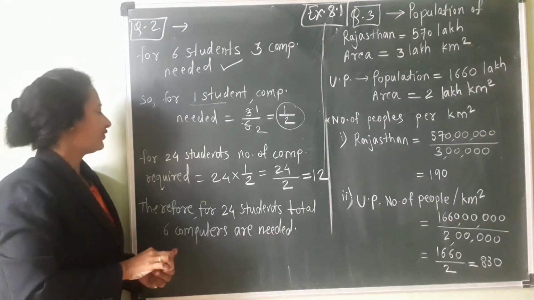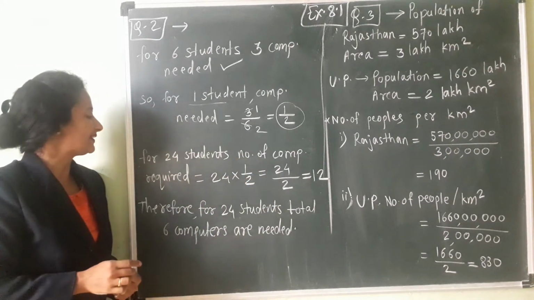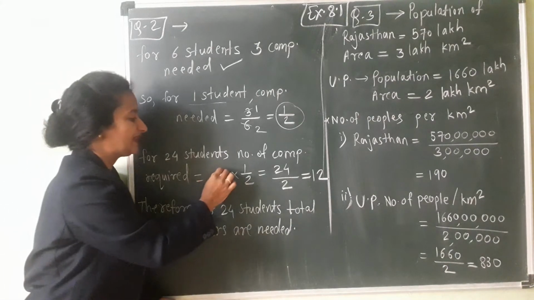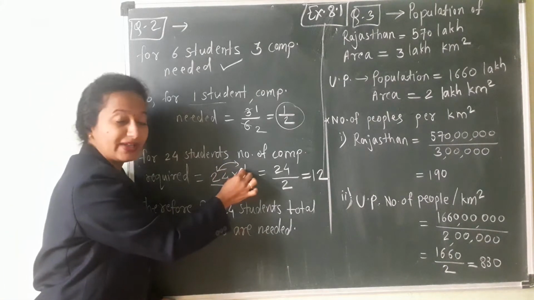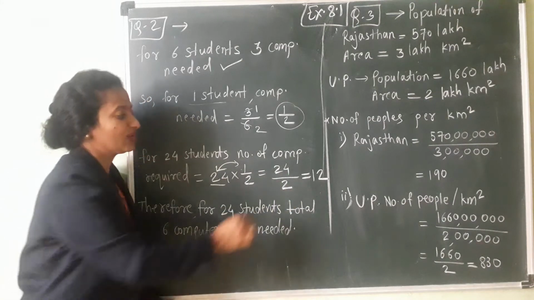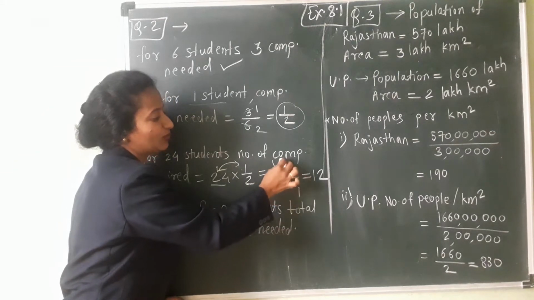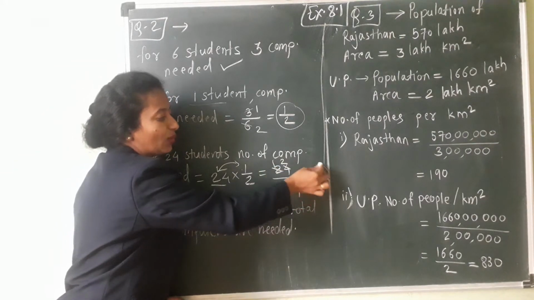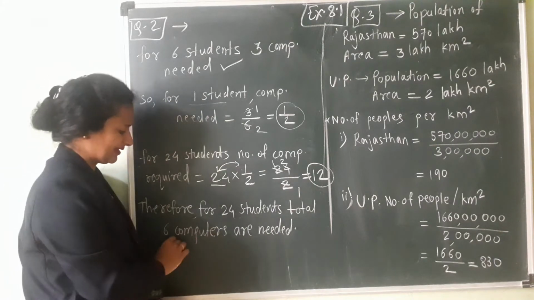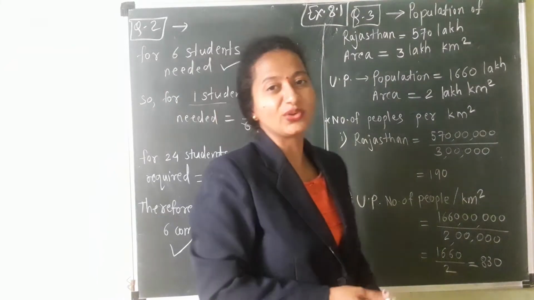Now we have to find the number of computers required for 24 students. So it's 24 multiplied by 1 half. So 24 multiplied by 1 is 24, and this 2 as it is. So 24 upon 2 means what? 2 ones are 2, 2 twos are 4. That means a total of 12 computers are needed for 24 students. It's very simple. Now we'll see the last question, question number 3.